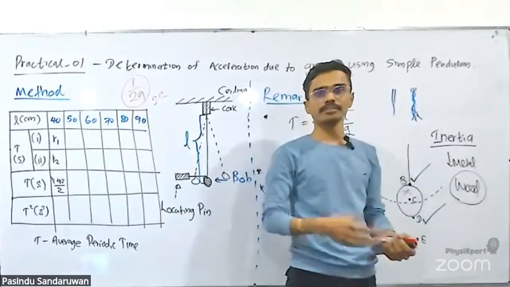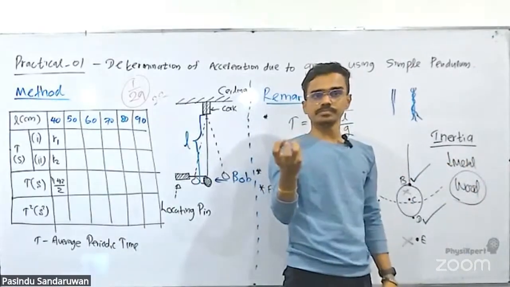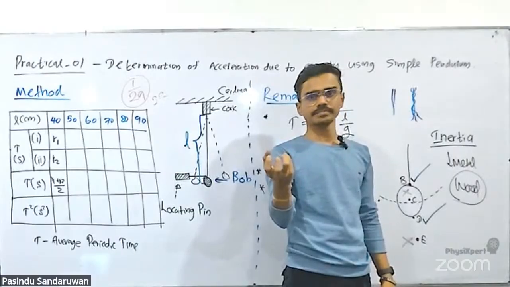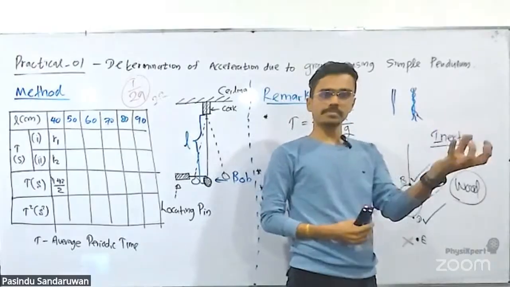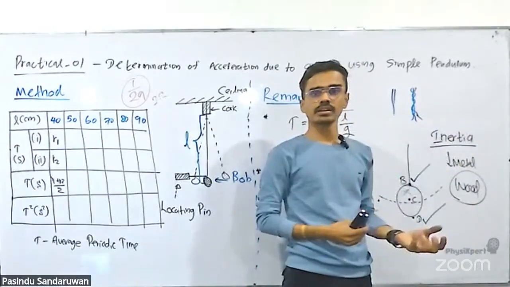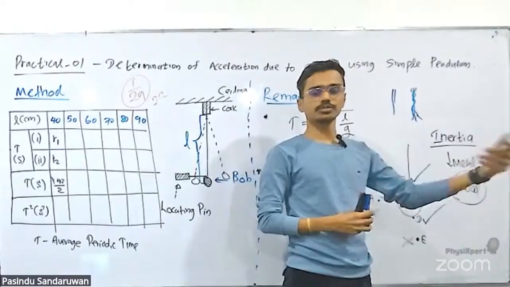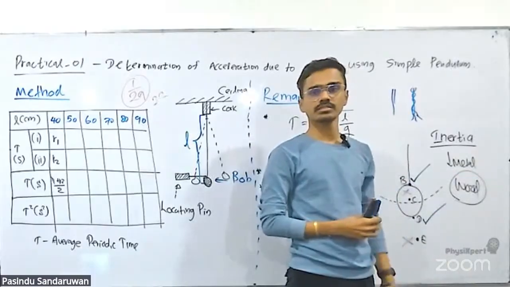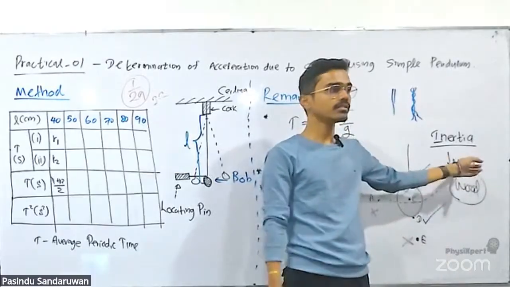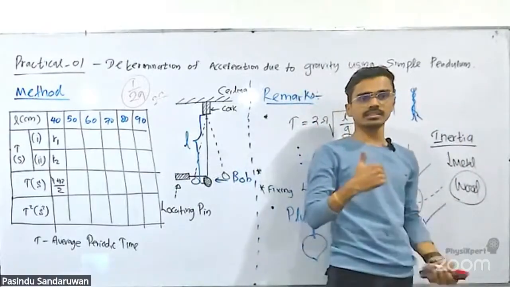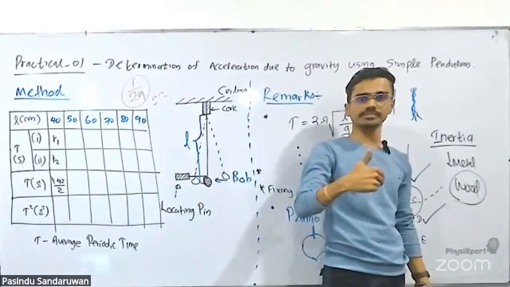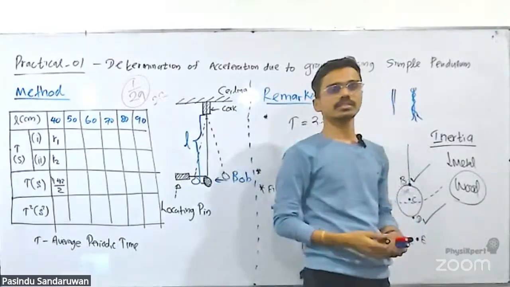Let's say you have two bobs of the same size. One is metal, made of iron or steel, and the other is made of wood. Which comes to rest faster, wood or metal? Obviously wood, because wood is less in mass. Less mass means less inertia, so it comes to rest quickly.